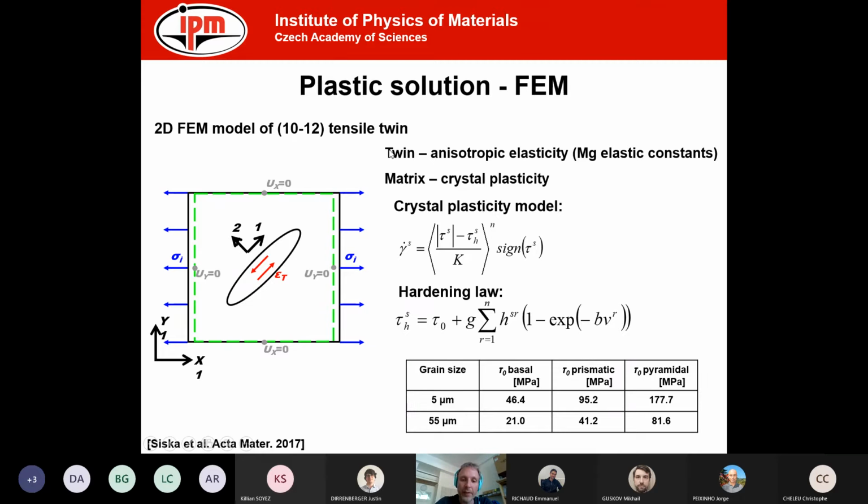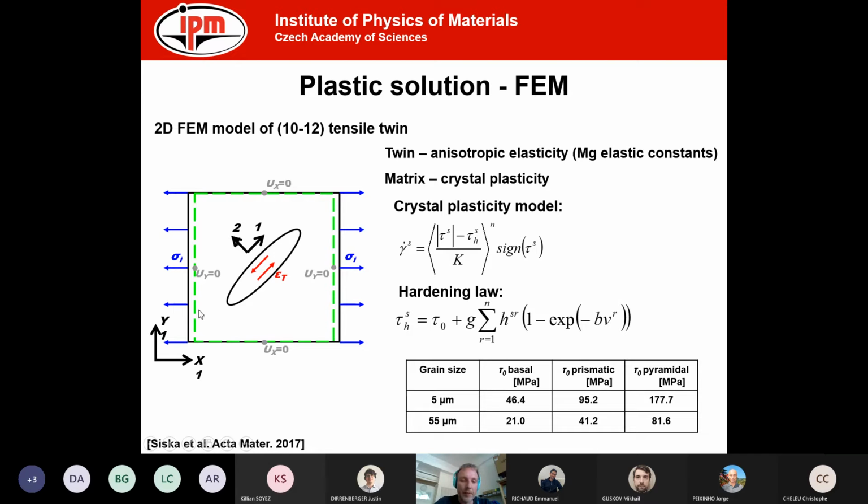We only simulated the twin as an elastic material, but we included the rotation of the lattice via rotation of the elastic constants.